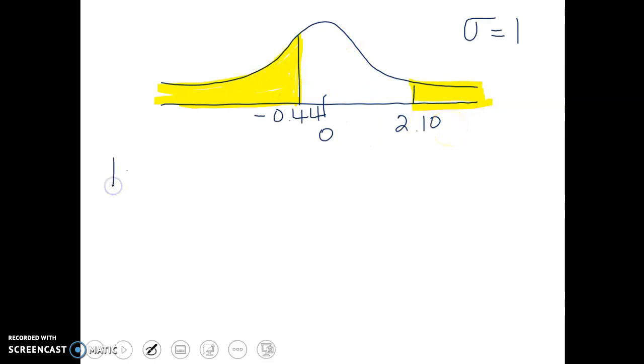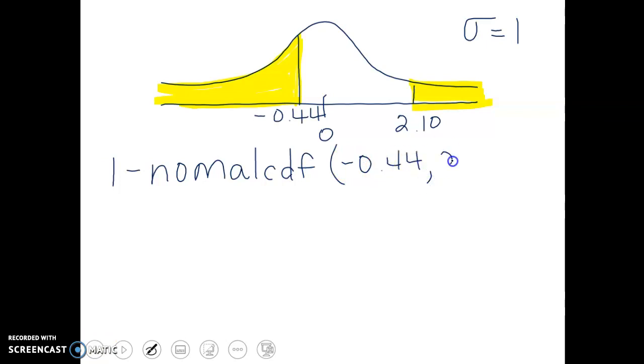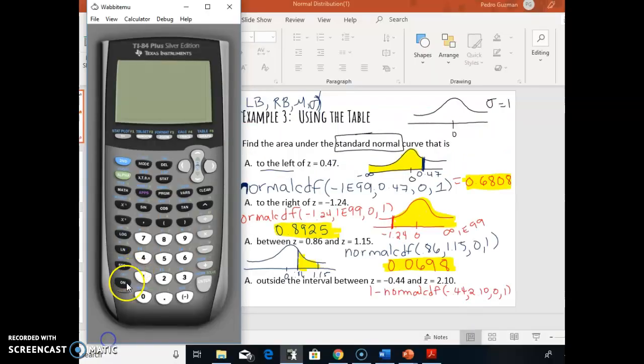So we can just do 1 minus normal CDF, negative 0.44, comma 2.10, comma 0, comma 1. So again, we're finding this area inside here, subtracting that from 1, and that gives us the area on either side. Okay? You can type the whole thing in the calculator, from the 1, the minus, the normal CDF.